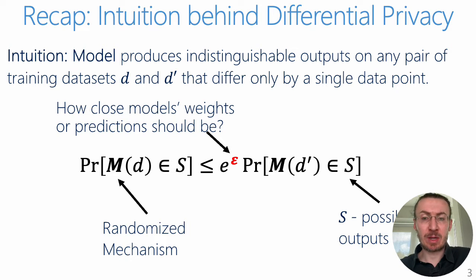Epsilon is the most important parameter in DP. The smaller the epsilon value, the stronger the privacy guarantees. So epsilon defines how close the model's weights or predictions should be. This implies that an adversary observing the outputs of the training algorithm, for example, the model parameters or its predictions, can improve its guess at most by a bounded probability, in this case defined by epsilon, when inferring properties of the training data that were used to create the given model.